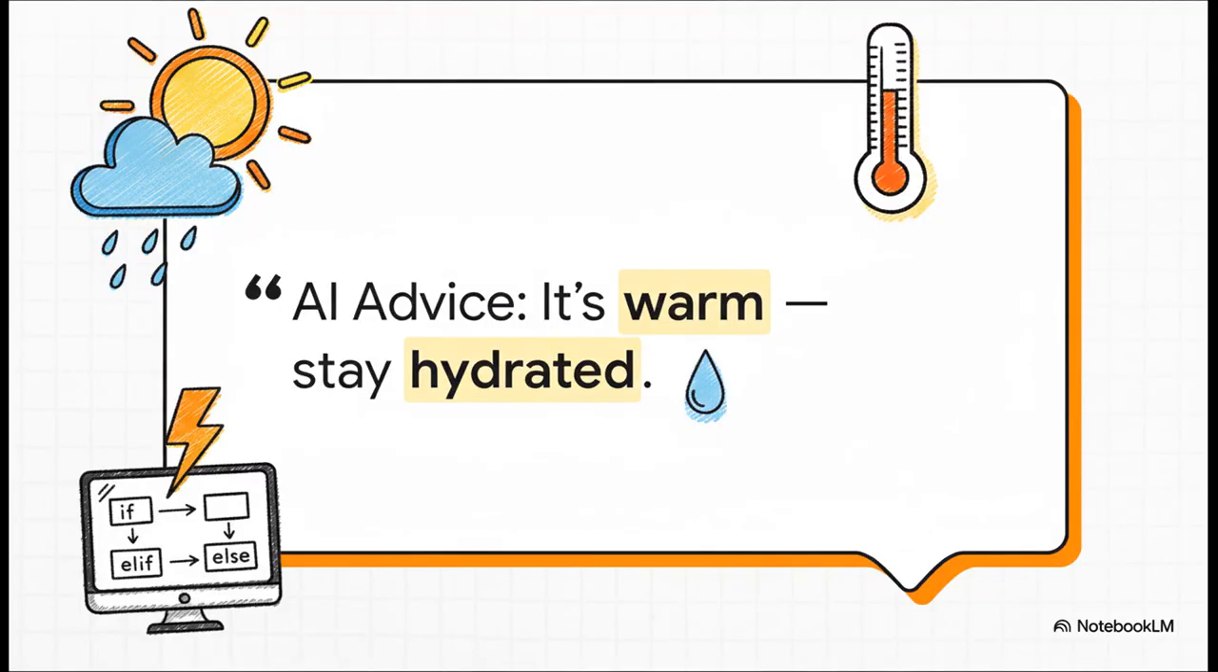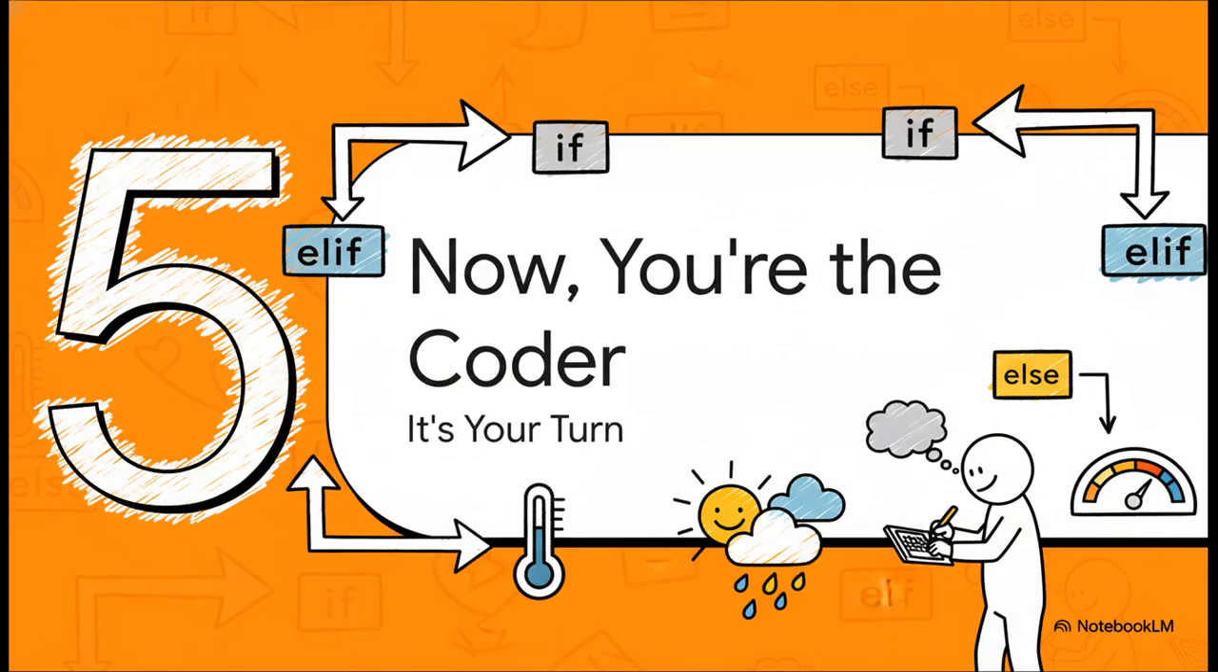So let's imagine a user types in 32. The code runs its checks, finds that 32 is less than or equal to 35, and it assigns the correct advice. And just like that, our program speaks. It gives a helpful, intelligent response based on the data we gave it. Mission accomplished. So, we did it. We built a decision-making tool from scratch.